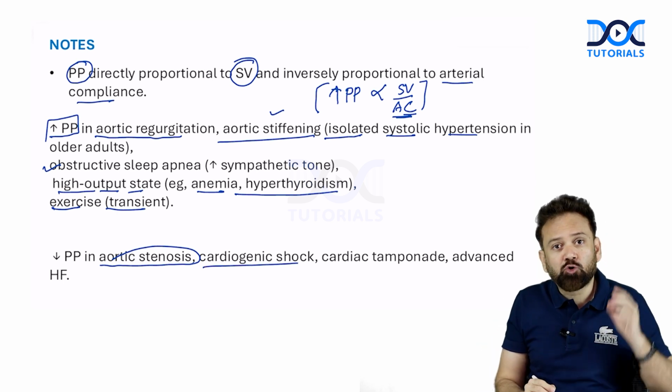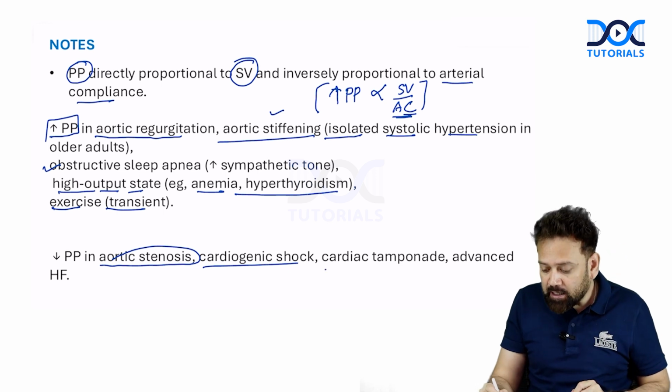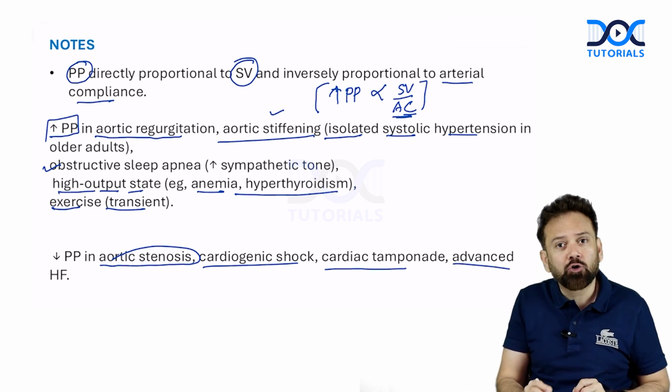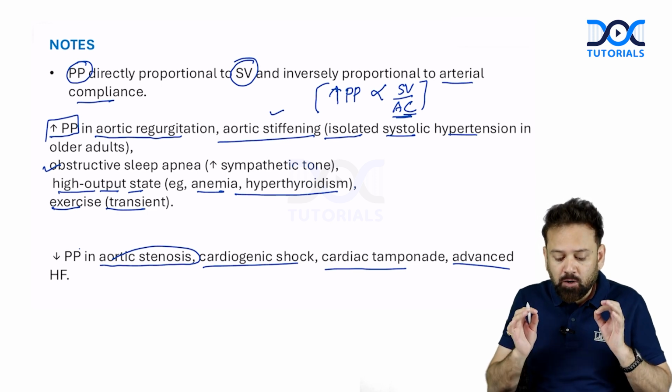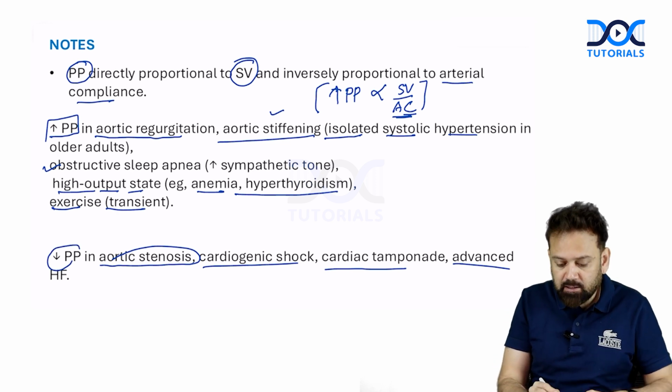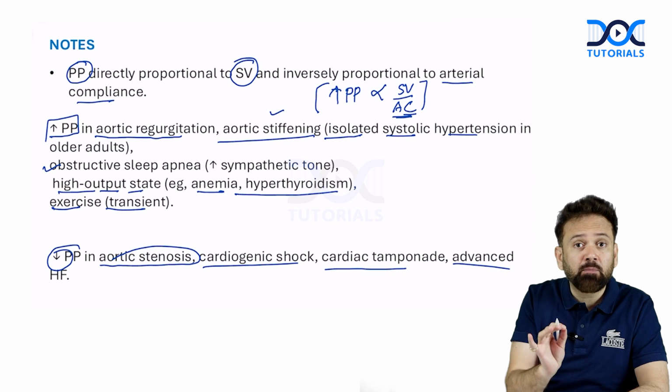Cardiogenic shock, stroke volume is less, pulse pressure is less. Cardiac tamponade, advanced heart failure, in all those conditions, whenever there is a decrease in the stroke volume, automatically pulse pressure will be less. I hope this page is remembered to you.